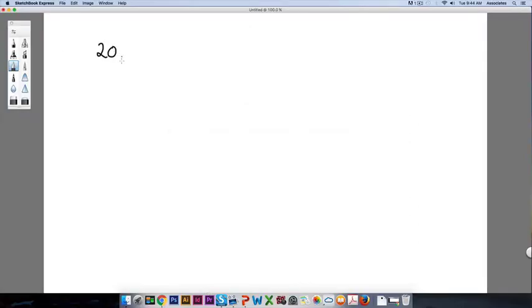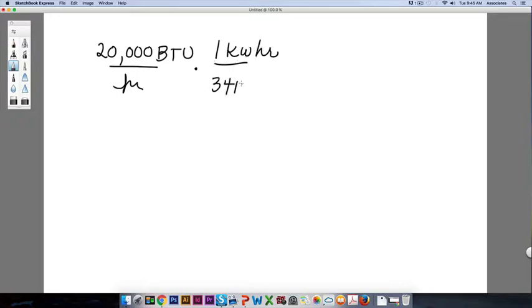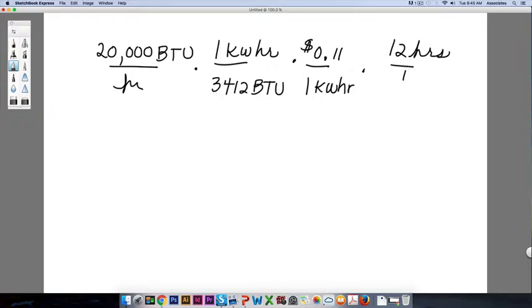We started out with 20,000 BTU per hour times, there's 1 kilowatt hour is 3,412 BTU, times the cost is 11 cents per 1 kilowatt hour, times 12 hours. Now let's see, kilowatt hours cancel with kilowatt hours. Hours cancel with hours because one's in the numerator, one's in the denominator. BTU cancel with BTU. So the only label I have left is dollars, which is what I want because I wanted to know the cost.